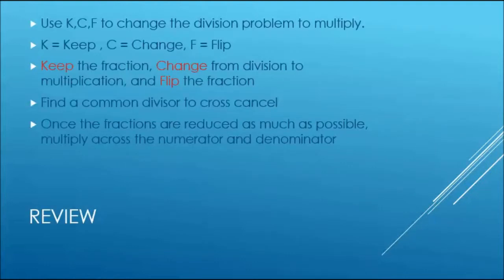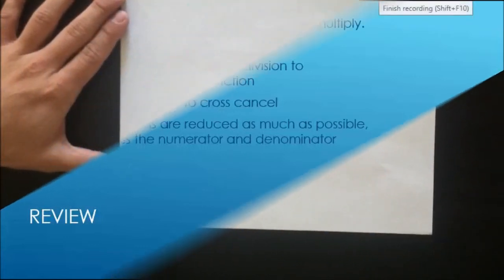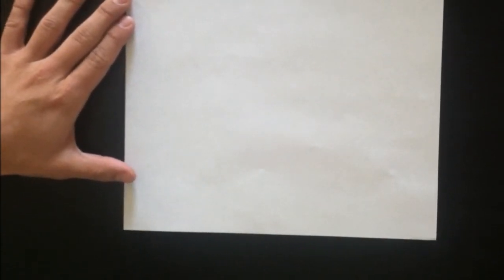So just to review, we use the KCF to change the division problem to multiplication. The K equals keep, C equals change, and F equals flip. We keep the first fraction, we change the division sign to a multiplication sign, and we flip the second fraction. Once we have our new problem of multiplication, we find a common divisor to cross cancel. Once the fractions are reduced as much as possible, we multiply across the numerator and the denominator, and you should get your final answer.